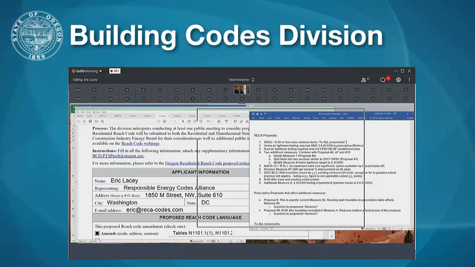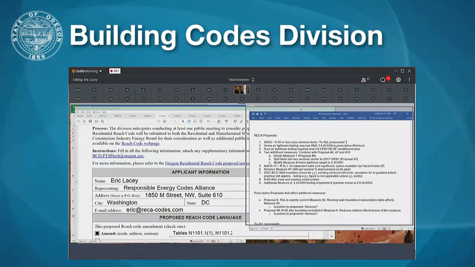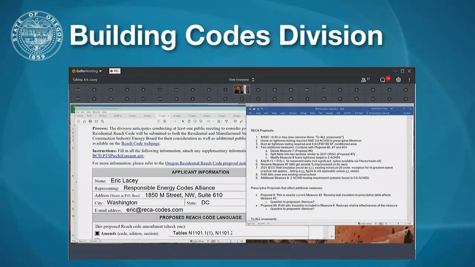I did want to point out that there are some commonalities among all the main proposals. For example, I think you mentioned the SHGC, eliminating option 7 from the table and just generally requiring the selection of more options.